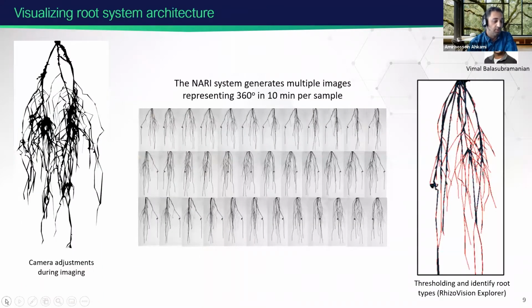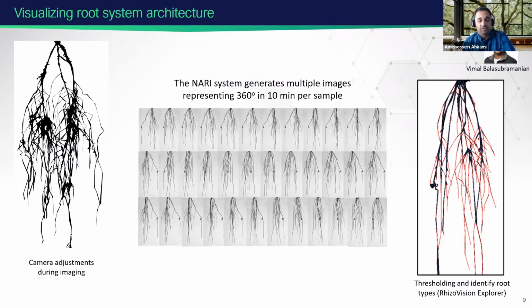And then we also optimized the imaging platform by growing at least 8 brachypodium plants as biological replicates for more consistent data. Some additional technical adjustments may be needed. For example, adjusting the aperture of the lens of the camera, which could impact the depth of view. So as you see here, the NARI system generates multiple images representing 360 degrees in 10 minutes per sample.